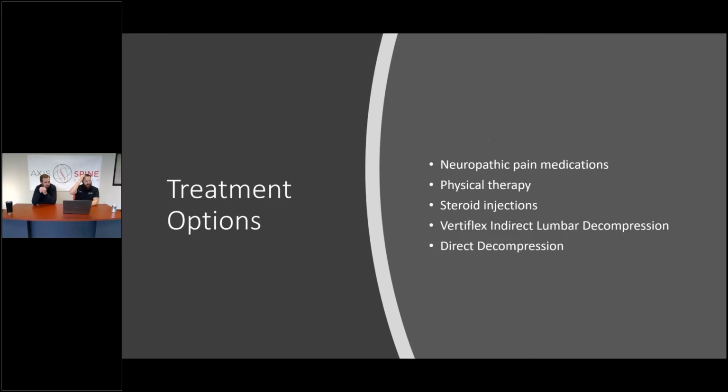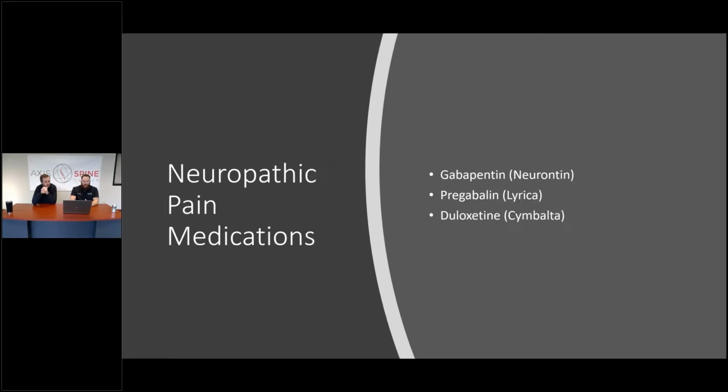Moving on, so what do we have for treatment options? And this will be kind of the remainder of the talk: what do we do about these things? We're going to talk about some pain medications, neuropathic pain medications, physical therapy, some various injections, and then various ways to relieve pressure on those nervous structures. So neuropathic pain medications, these are going to be things like gabapentin, pregabalin, duloxetine. You can see the trade names off to the right there.